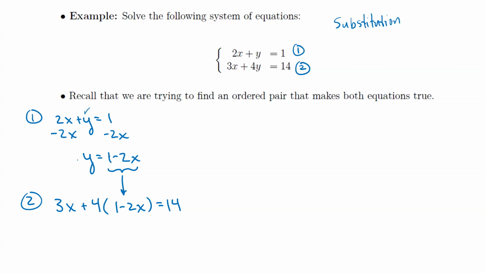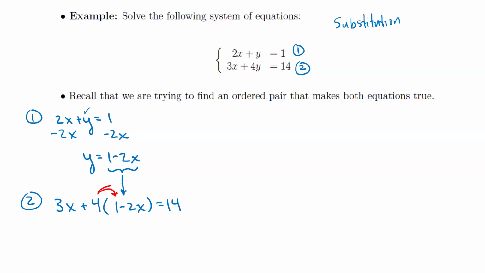All right. So in this first equation, any ordered pair that works for the first equation, y is going to have to equal 1 minus 2 times whatever the x is. And so if we're looking for an ordered pair that's a solution to both of these, then the y value in equation number two should also follow that rule and be equal to 1 minus 2x. And so now we've got ourselves an equation that we can solve.